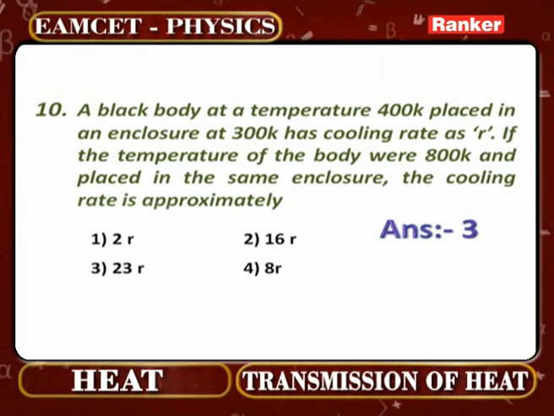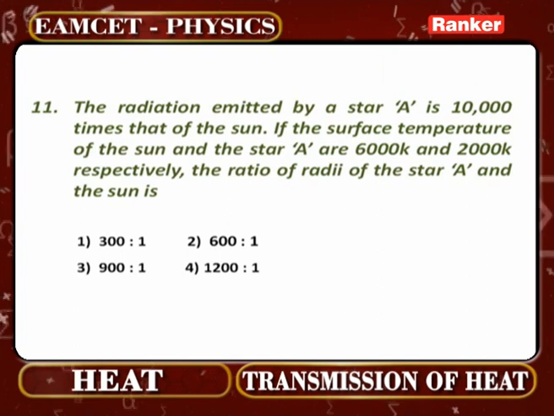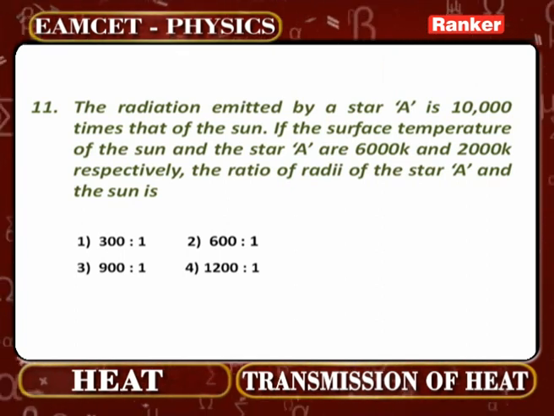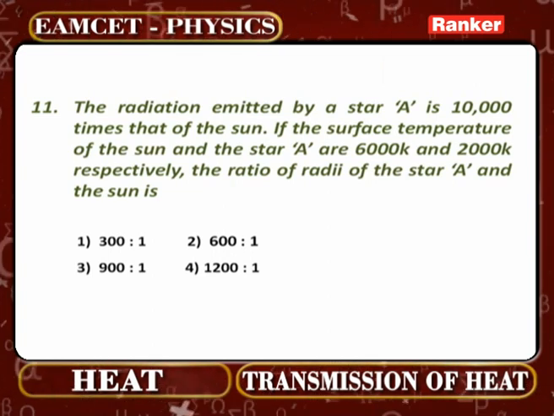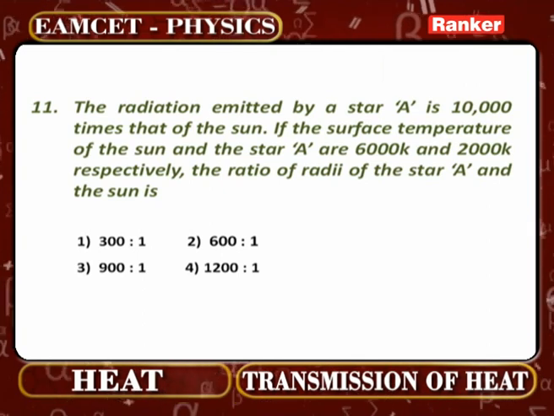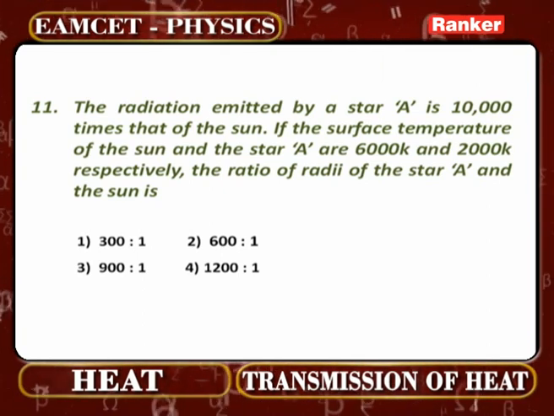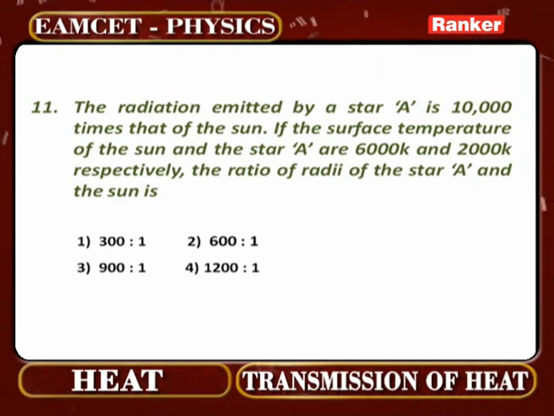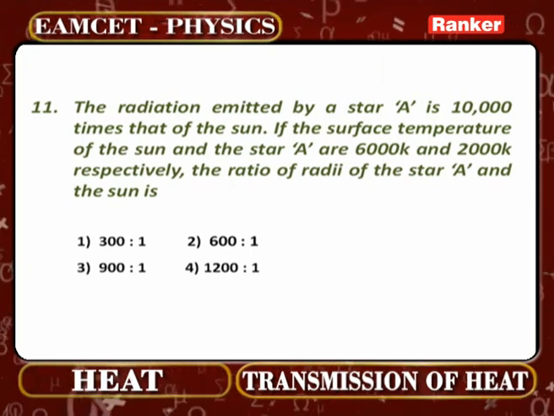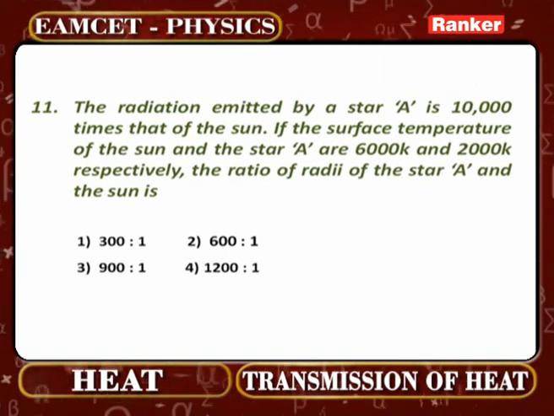Let us check the very next one, please. 11th one. The radiation emitted by a star A is 10,000 times that of the sun. If the surface temperature of the sun and the star A are 6,000 Kelvin and 2,000 Kelvin respectively, the ratio of radii of the star A and the sun is how much? That is the concept. Look carefully, emissive power he is talking about. How many times the radiation of star A? 10,000 times that of the sun.